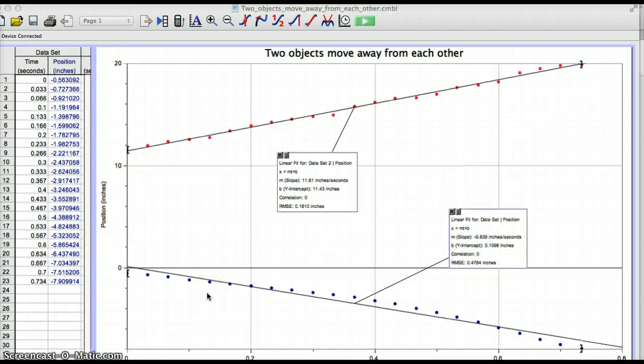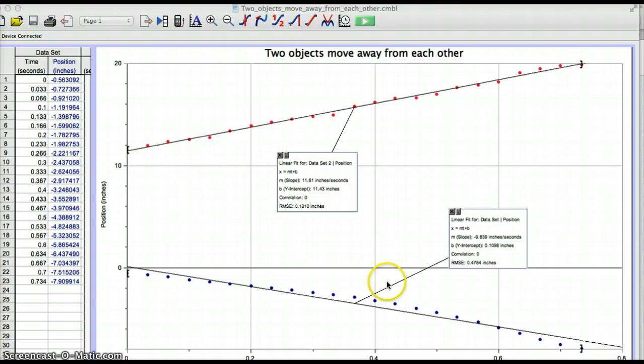Okay, so this graph is a little different than the previous two, because in this we have two objects, as you can see right here and right here. They both start at the same point, but they move away from each other, because as you can see, this one is moving to the right, and this one is moving to the left. For this graph, they're all the same formula, but for this one, the slope is 11.61 inches per second, which means every second the object moves 11.61 inches, and at 11.43 inches, time was 0, and that was where it started. So they both started similarly.